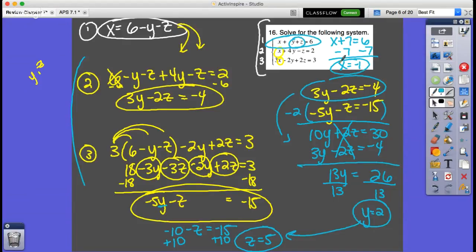To test it, you could just pick an equation, either 2 or 3. Plug all 3 of these back in, x, y, and z, to see if it really does equal those values that are there.